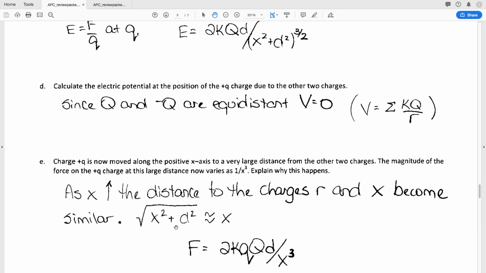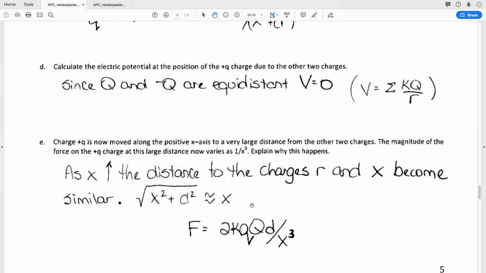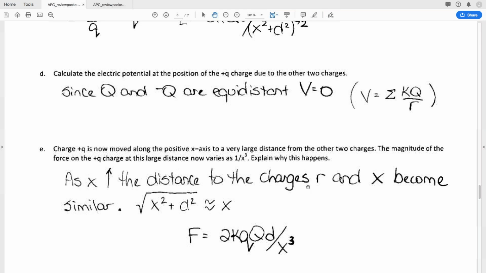I guess my question is, why doesn't it approach 2x? Because of x squared. Oh, I see. As x gets really, really big, the d squared becomes trivial. And so we can say that the square root of x squared plus d squared is pretty much just the square root of x squared, which is x.